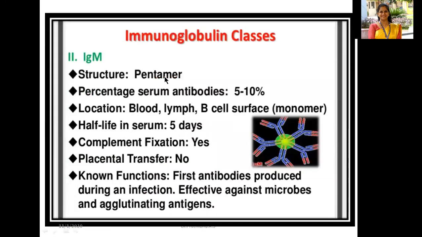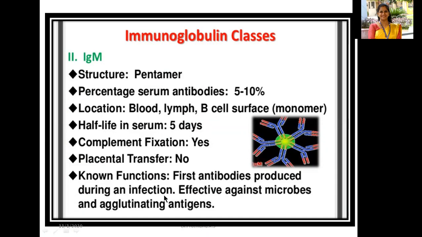Here you can see the concluding remarks of immunoglobulin M. Structure, that is pentameric; percentage in serum 5 to 10% or 5 to 8%; location blood, lymph, B cell surface, that is in the monomeric condition. This is a single monomer only. Half-life in serum 5 days. Complement fixation, yes. Cross the placenta, no. Known functions, first antibodies or earliest antibodies produced during an infection.